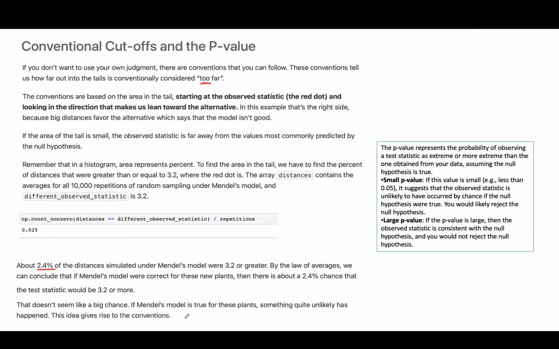This idea gives rise to the conventions. P-value. The p-value represents the probability of observing a test statistic as extreme or more extreme than the one observed from your data, assuming that the null hypothesis is true. If you have a small p-value, usually less than 5%, it suggests that the observed statistic is unlikely to have happened by chance if the null hypothesis were true, so you'll likely reject the null hypothesis. Then you have large p-values. If the p-value is large, then the observed statistic is consistent with the null hypothesis and you would not reject the null hypothesis.